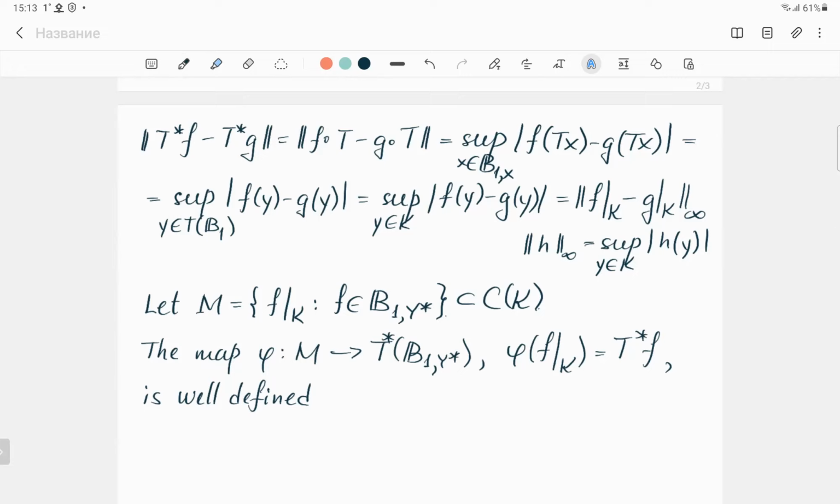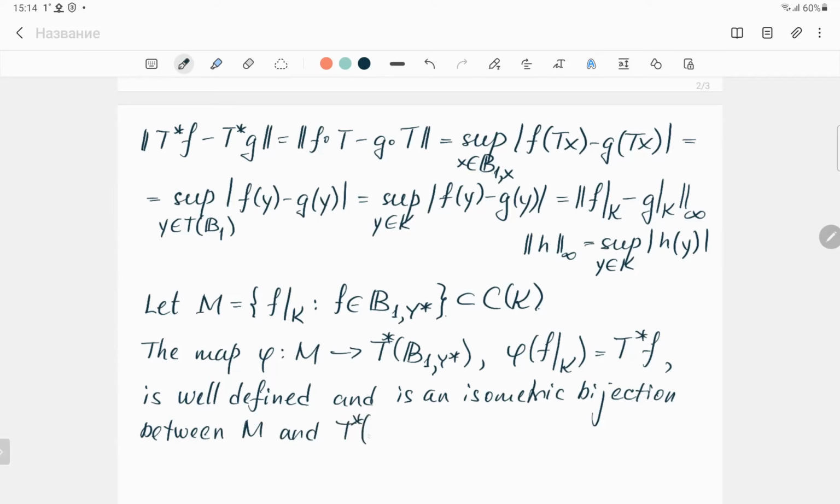And the same chain of equalities shows that phi is an isometry. In fact, it is an isometric bijection between M and the image of the unit ball, T star of B1. So it is surjective by construction, and we have just shown that it is isometric. So it is an isometric bijection.